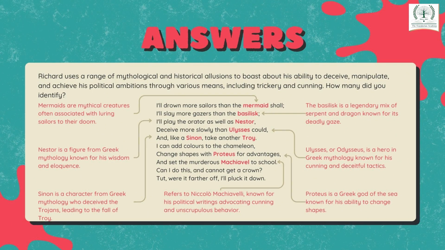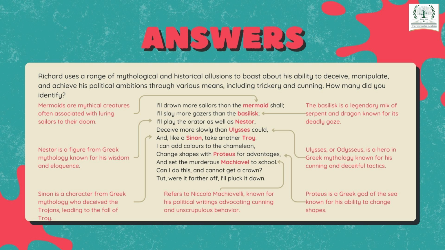Answers. Richard uses a range of mythological and historical allusions to boast about his ability to deceive, manipulate, and achieve his political ambitions through various means, including trickery and cunning. How many did you identify? Mermaids are mythical creatures, often associated with luring sailors to their doom. I will drown more sailors than the mermaid.